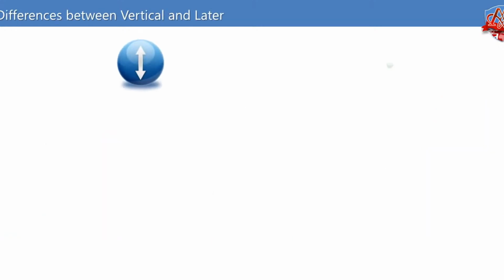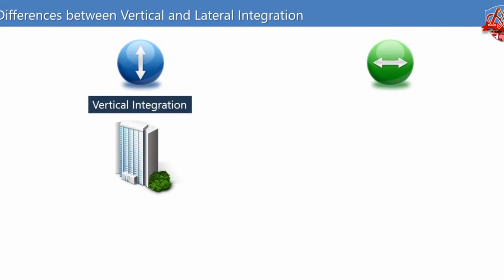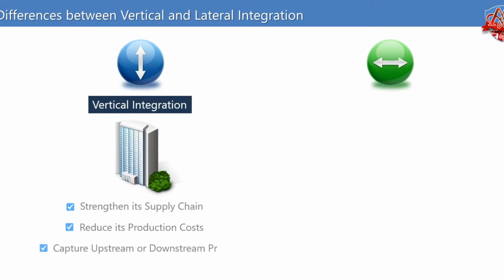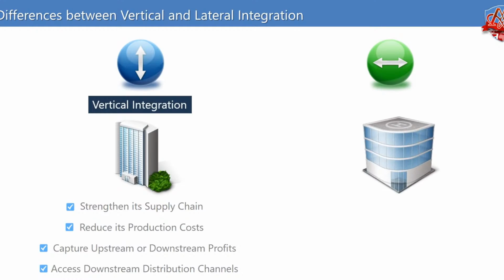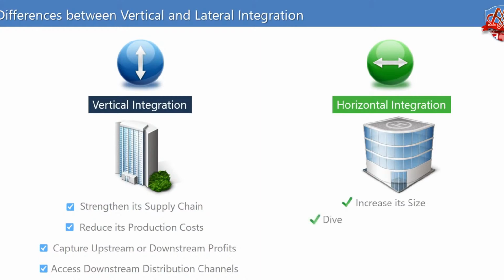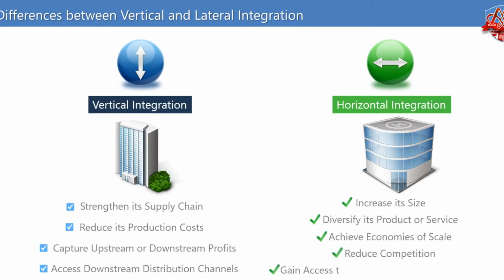Differences between vertical and lateral integration. When a company wishes to grow through vertical integration, it is seeking to strengthen its supply chain, reduce its production costs, capture upstream or downstream profits, or access downstream distribution channels. However, when a company wishes to grow through horizontal integration, it is seeking to increase its size, diversify its product or service, achieve economies of scale, reduce competition, or gain access to new customers of the same market.